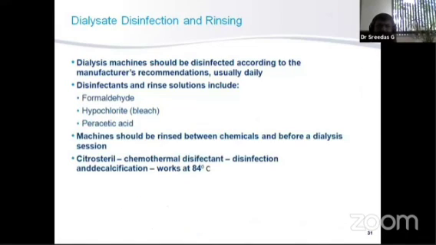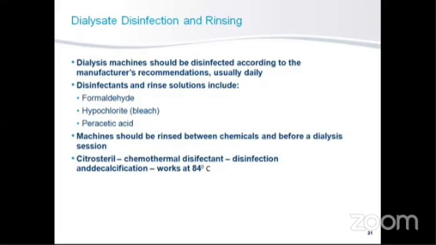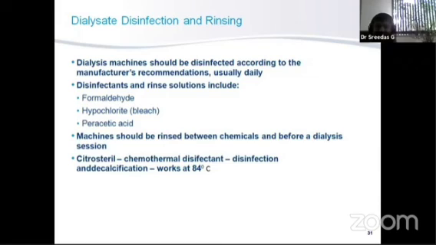The chemical purity as well as the microbiological purity, as I've told you, CFU and endotoxin levels are very important for the dialysate. The machine should be periodically disinfected. We have many disinfectants like formalin, hypochlorite, peracetic acid, renalin, etc. The machine should be rinsed between chemicals. You put one chemical, rinse it, then put another chemical. And also before a session of dialysis, you have to rinse the machine before taking a patient.